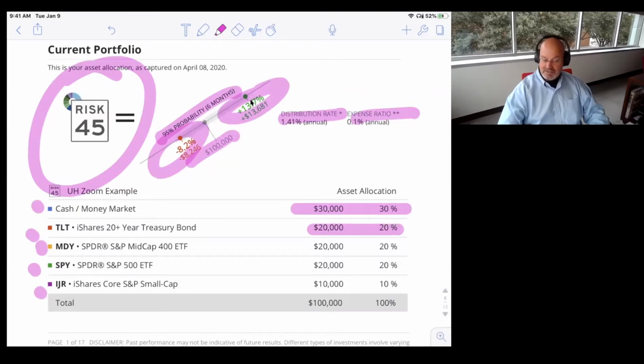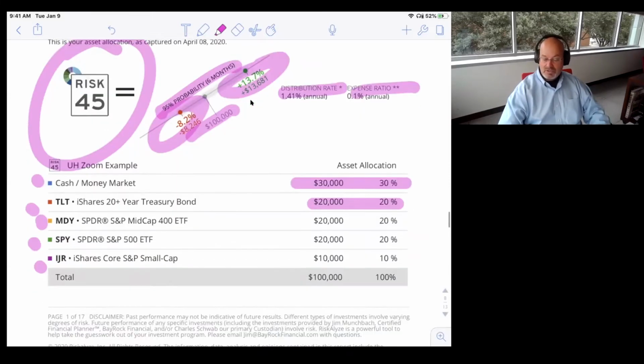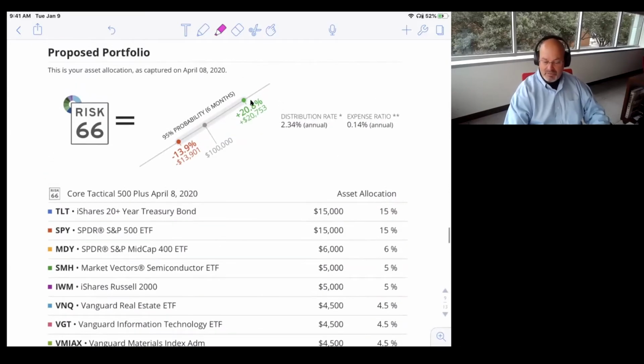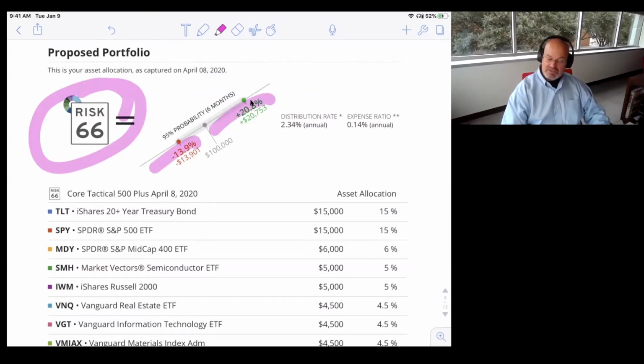So you can see that this portfolio, that's what it would look like. Here's the portfolio that I'm recommending these days. It's a little bit higher risk number. And look at this. In 6 months, there's a 95% probability that this portfolio will lose 13.9%.